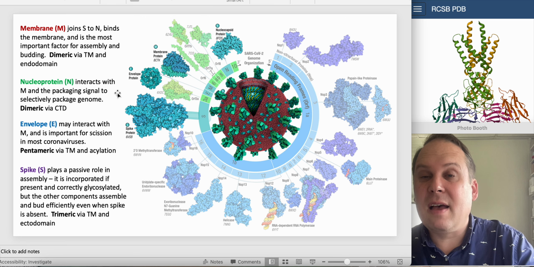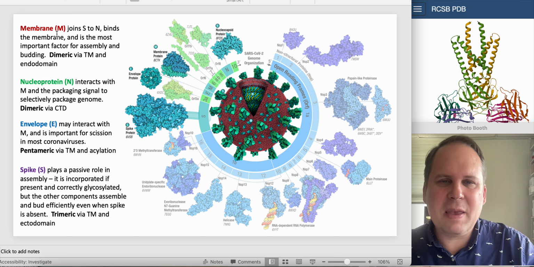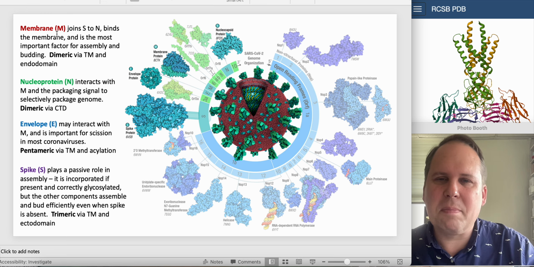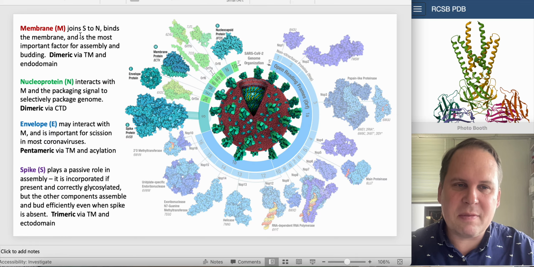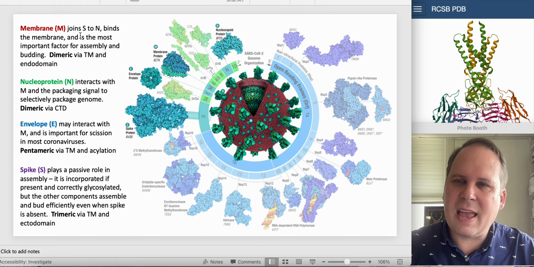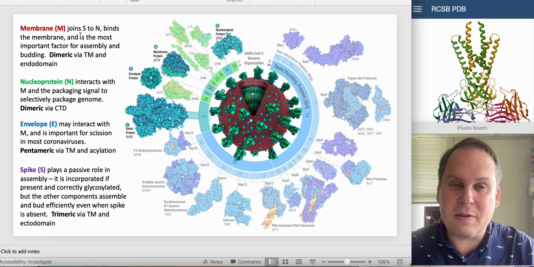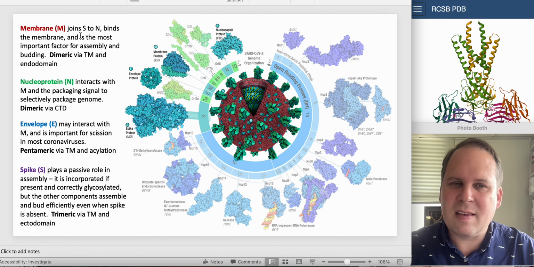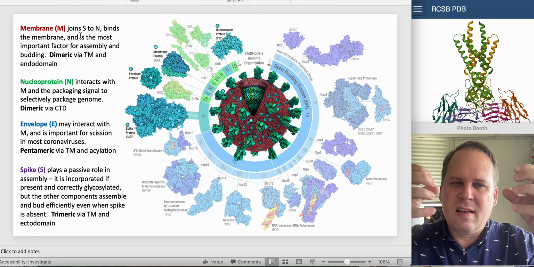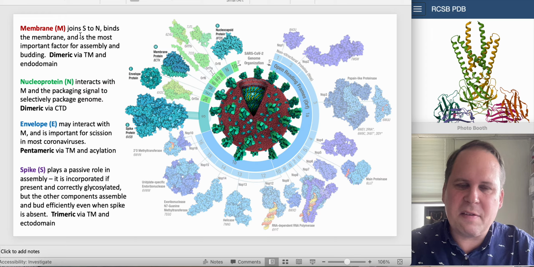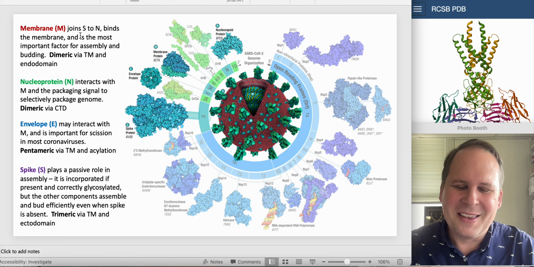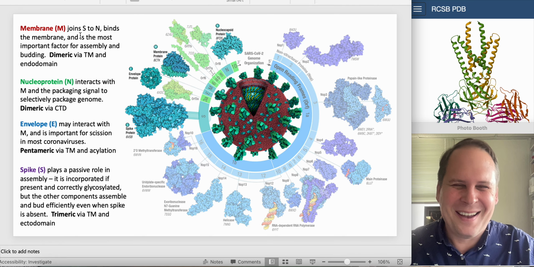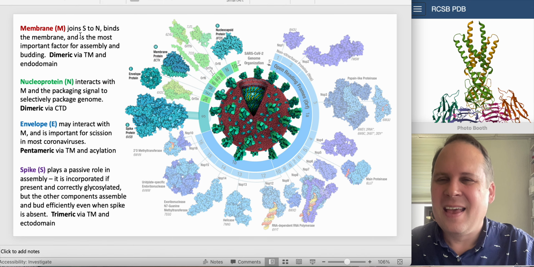Anyway, M's job is going to be like the glue. It's going to sit in the membrane. It crosses the membrane 3 times, and it's going to interact with both N and S, and it might also interact with E. Probably does, but it's probably not a long-term interaction where they stick together and stay together. They're just attracted to each other and then they break up. You know people like that. Over and over and over again.